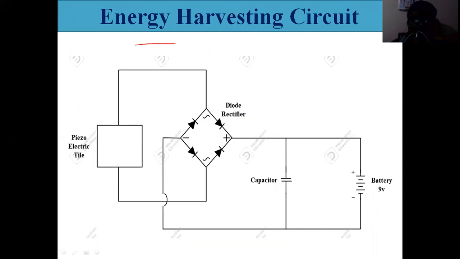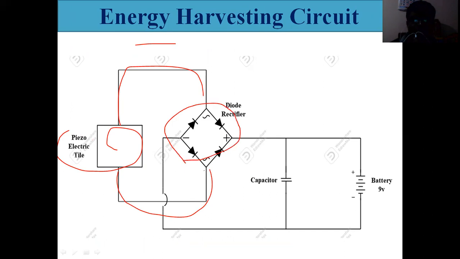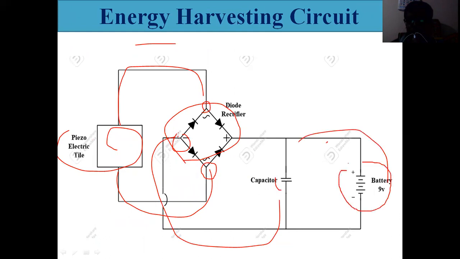Here is the energy conversion device circuit. This is a piezoelectric tile. The output of the piezoelectric tiles we connect to a full bridge rectifier circuit. The input is from the tiles' output, and from the bridge rectifier output we connect a capacitor, and finally a storage battery. The stored energy can be used in any application like mobile charging, LED lamp, and street light. Depending upon our storage capacity, we can use it for our experiment.